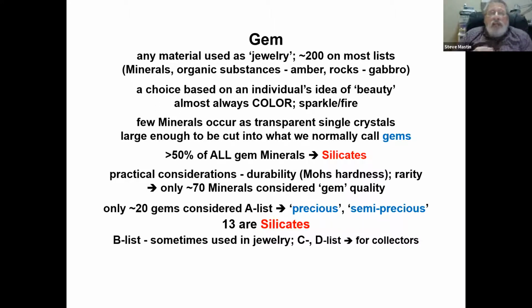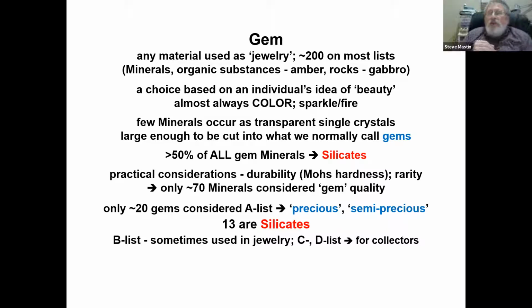Okay, so the next thing is that very few minerals occur as large, transparent single crystals. And that's what you need to cut a gemstone into what we call a gem. And so by that criteria, 50% or more of all gem materials are silicates. And that's why I'm going to focus on silicates. And in addition, there are practical considerations. There's durability. I mean, if the stuff crumbles when you touch it or look at it, it's not very useful.